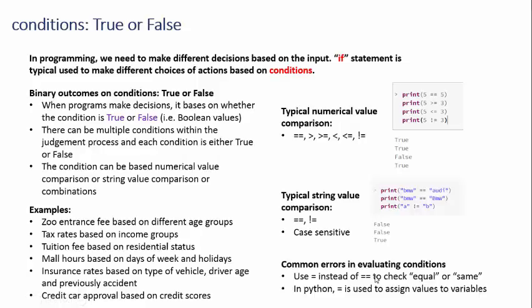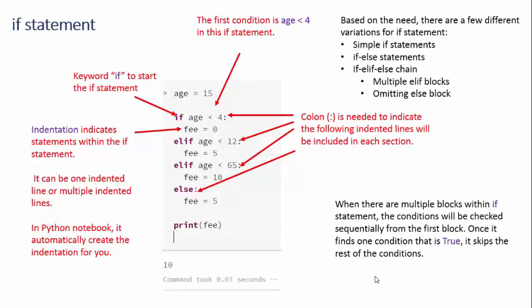Okay, now we have a good understanding of different conditions. Let's go to the if statement. I'm going to show the structure of the if statement through a very simple example: the zoo entrance fee structure. In this example, I have a customer whose age is 15, and I'm trying to find out what fee he or she needs to pay based on age. So first I assign 15 to age.